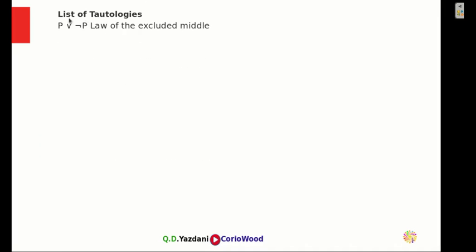So far we have learned some tautologies. P or not P is the law of the excluded middle. If you look at this list of tautologies, they are true in every case. The next one is P and not P, which is a contradiction, because they contradict each other. And here we have not not P if and only if P, which is double negation.